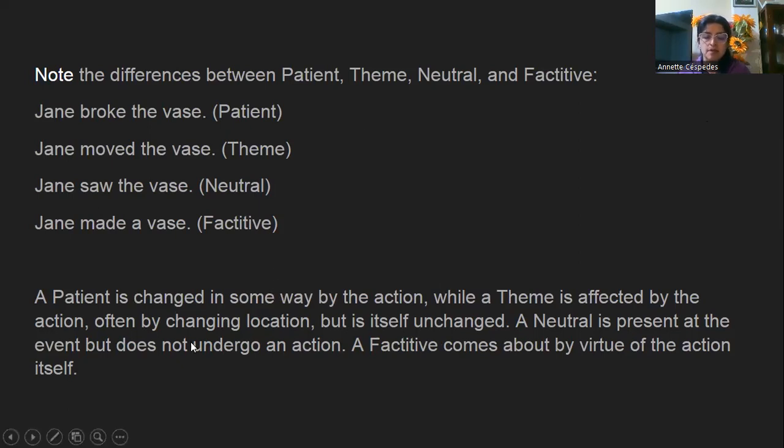Let's see the explanation here. A patient is changed in some way by the action: Jane broke the vase. While a theme is affected by the action, John moved the vase, often by changing location, but is itself unchanged. A neutral is present at the event, but does not undergo an action. And a factitive comes about by virtue of the action itself, because it says Jane made a vase.